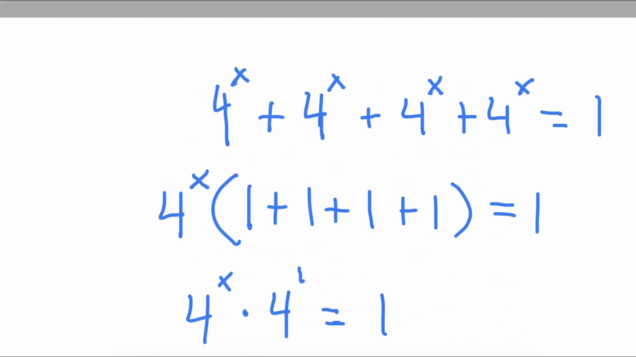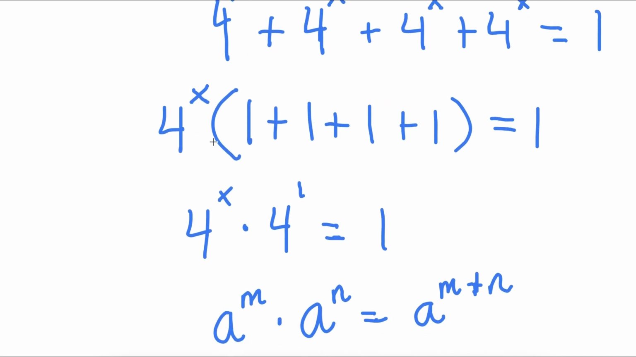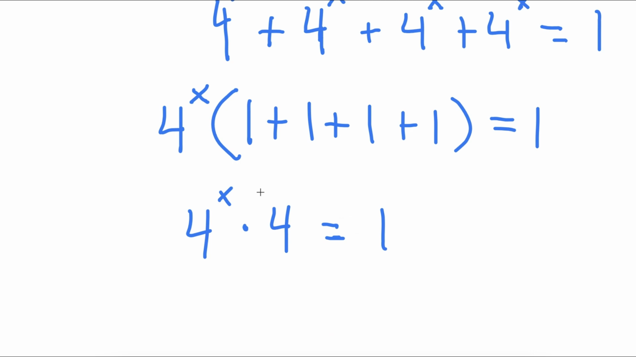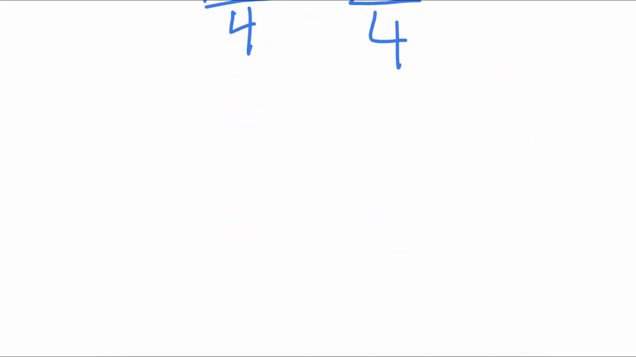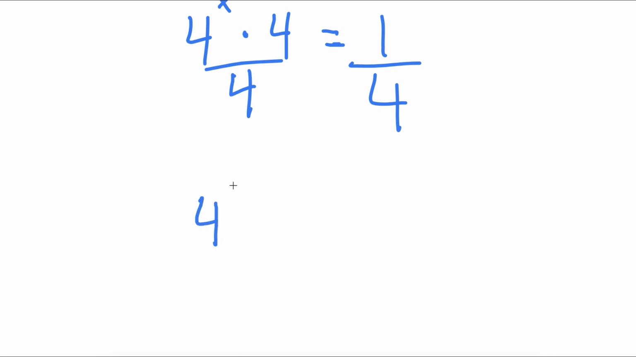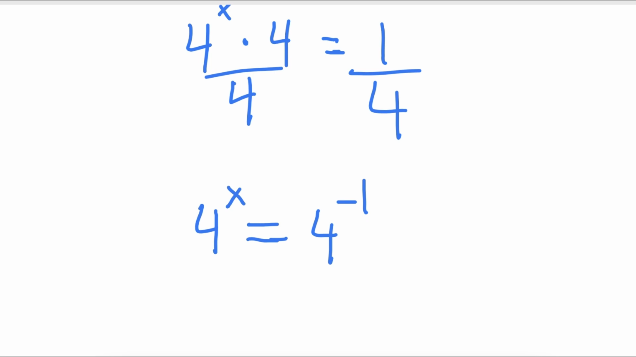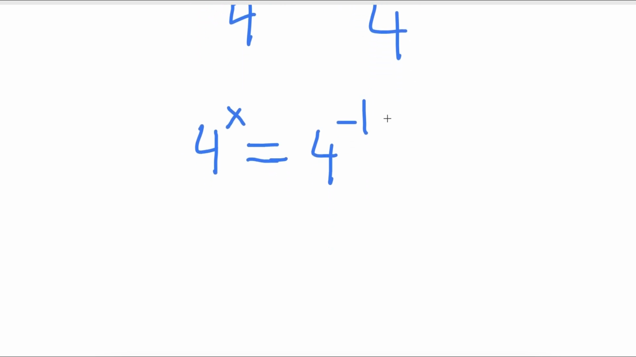Now, another method we could have done here is, as you see here, we have 4 to the power of x times 4 is equal to 1. So what we could have done instead here is divide both sides by 4. So now I have 4 to the power of x is equal to 1/4, which is the same thing as 4 to the power of -1. So now remember, if a to the power of m is equal to a to the power of n, that means that m equals n, meaning x is equal to -1.